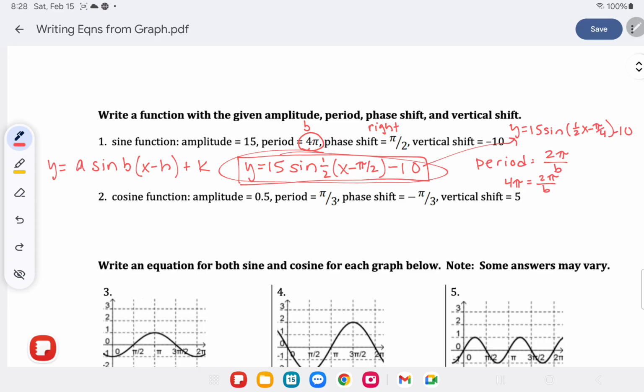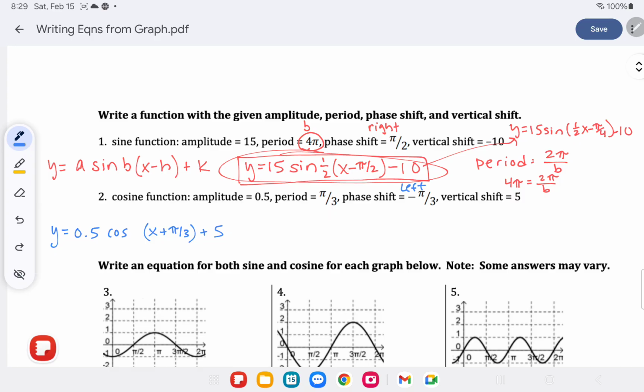So this cosine function is going to be really similar. So plugging in the stuff that's easy, we know amplitude is 0.5. This is a cosine function. B takes a little bit more effort, so let me hold off on that. The phase shift is negative pi over 3. Instead of negative, I'm going to say that says left pi over 3, which means we would have x plus pi over 3. And then if we're going up 5, that's a plus 5 on the back.